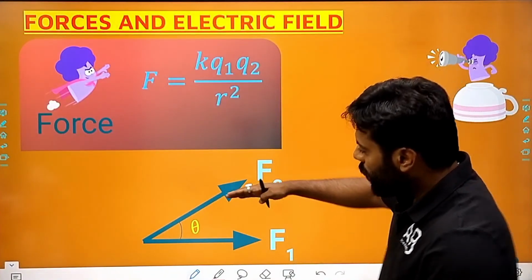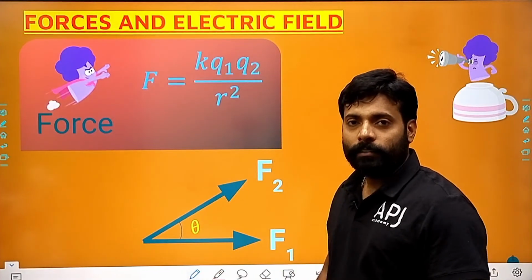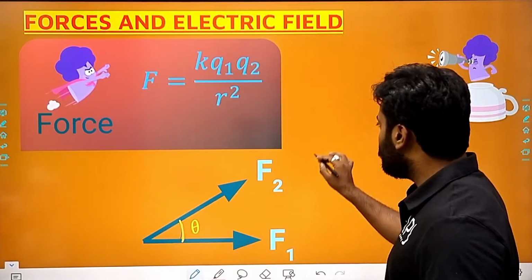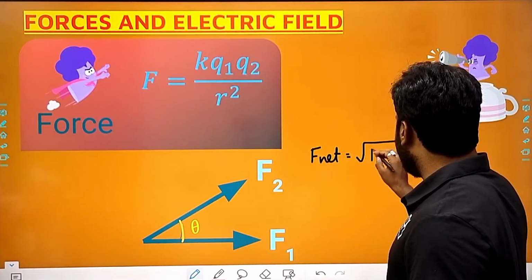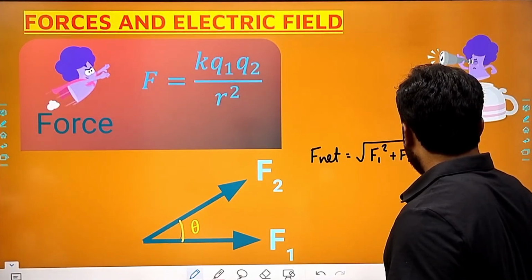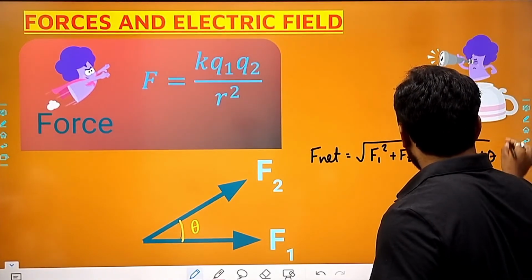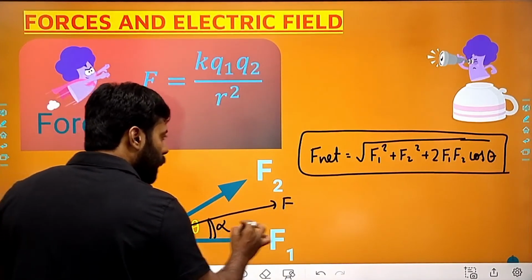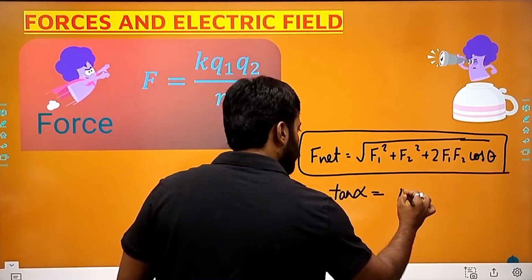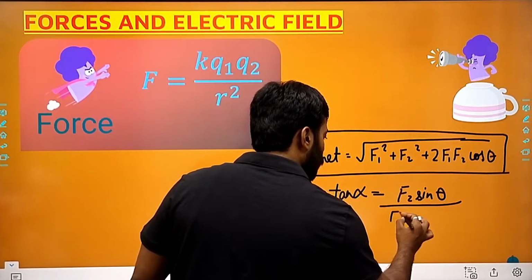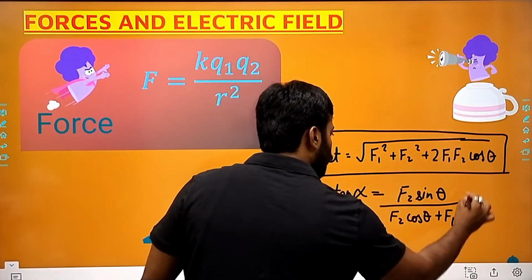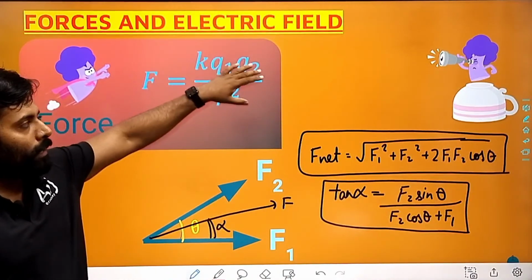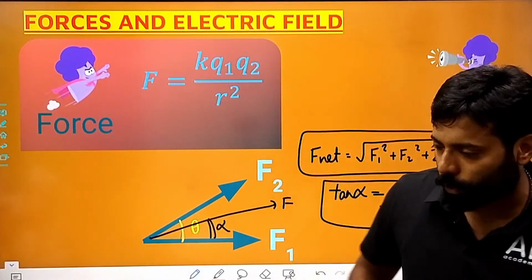if we are having two forces and they are acting separately and there is an angle difference of theta between them, then we have to calculate the net force, and the net force can be calculated by using the formula square root of F1 square plus F2 square plus 2 F1 F2 cos theta. This is the resultant vector which we will get, and that is the angle alpha. Tan alpha will be equals to F2 sin theta divided by F2 cos theta plus F1. So this is very important, right? These are the only things which we must know, and now we are going towards the question part.